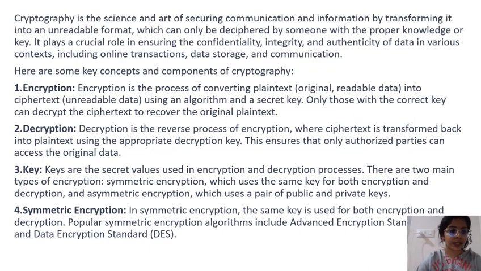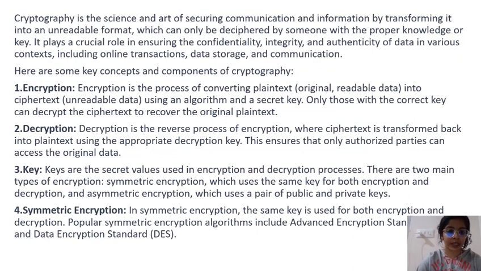Second one is decryption. Decryption is the reverse process of encryption, where the cipher text is transformed back into the plain text using the appropriate decryption key. This ensures that only the authorized can access the original data.